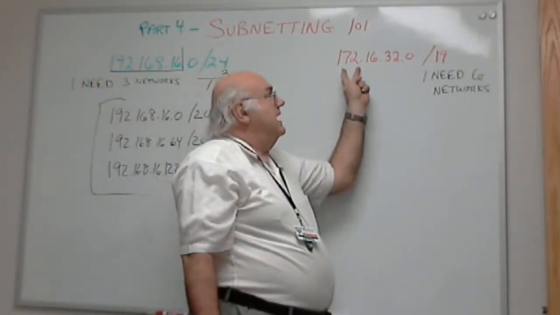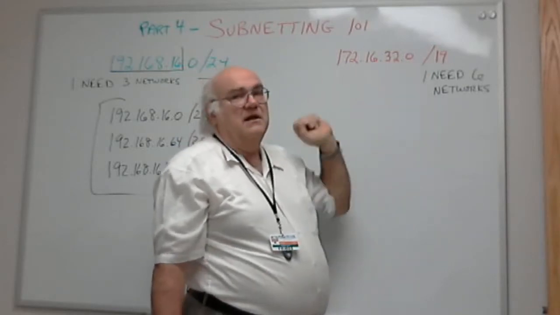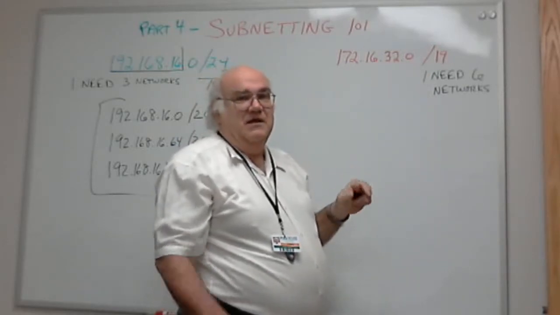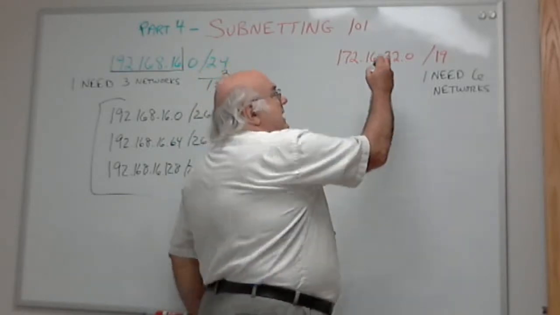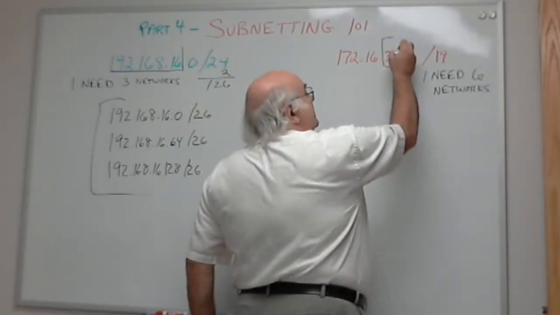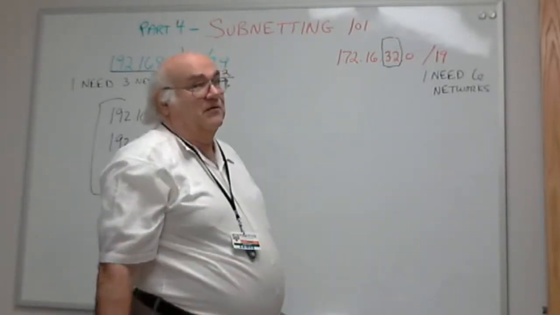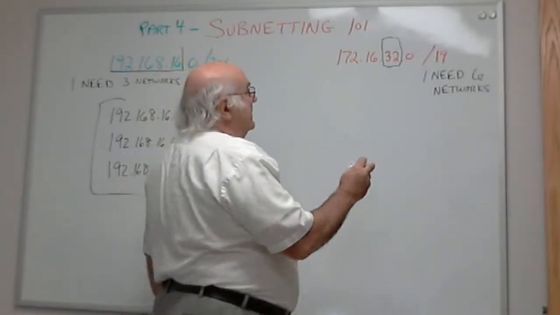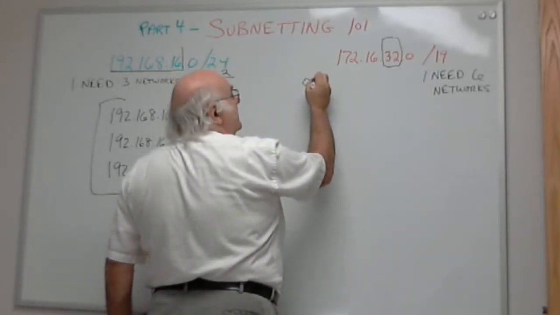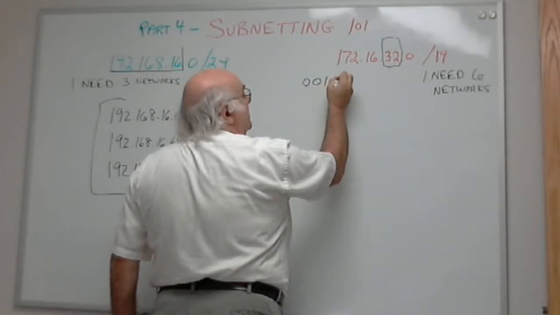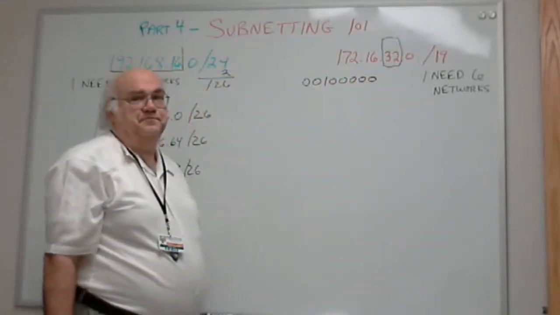Here my ISP gave me an address of 172.16.32.0/19. As soon as you see the 19, you know you're going to be working in the 3rd byte. This is the byte that has interest to us. This byte is not 0. This byte has a 32 in there. So if I write it out, that's what that byte looks like.